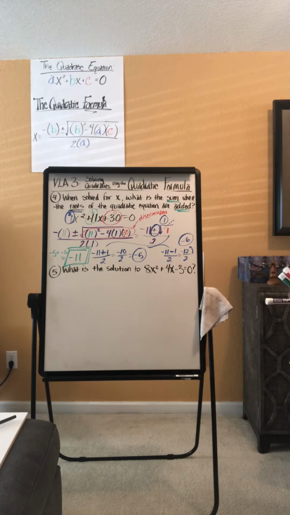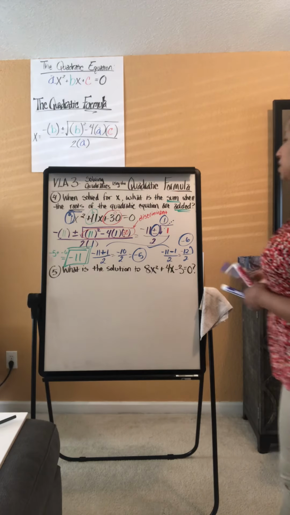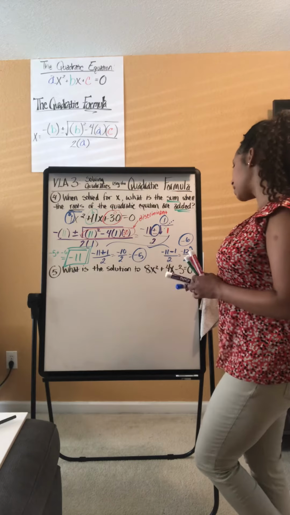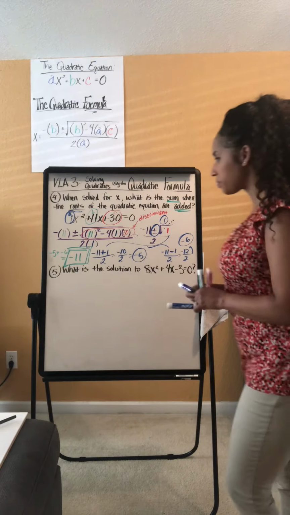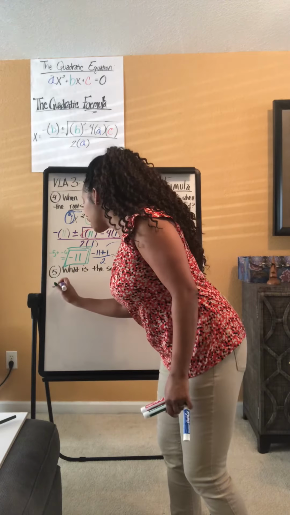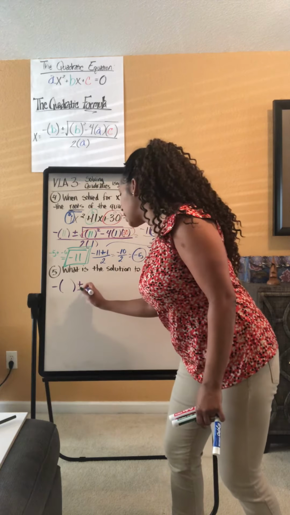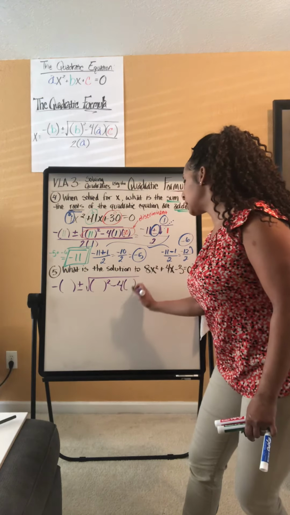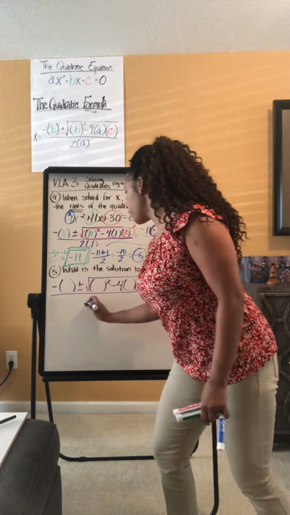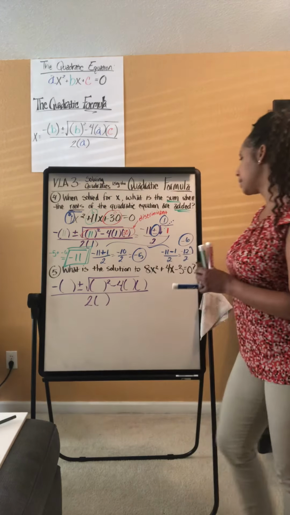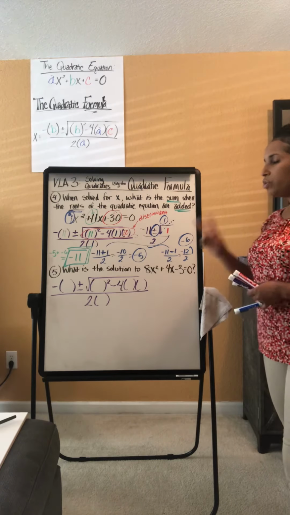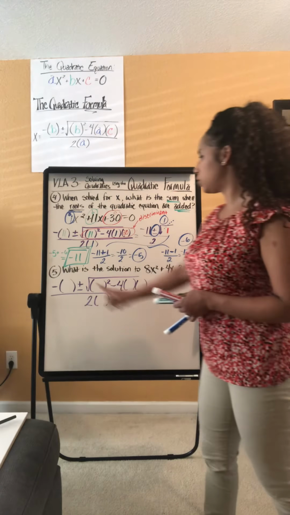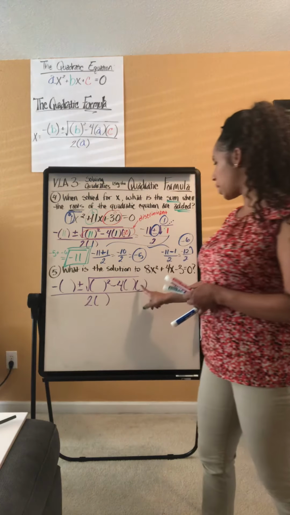Number 5. What is the solution to 8x squared plus 4x minus 3 equals 0? Sorry guys, I'm getting tired. Negative blank plus or minus the square root of blank squared minus 4 blankety blank all over 2 blank. And in the blanks, I put 2 B's, 2 A's, 1 C.